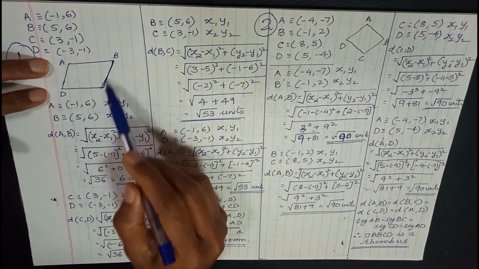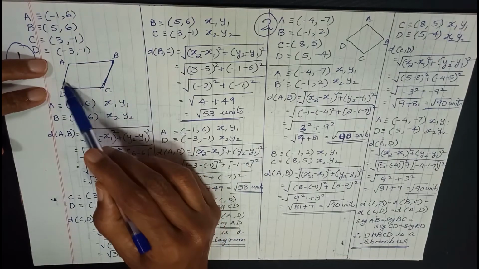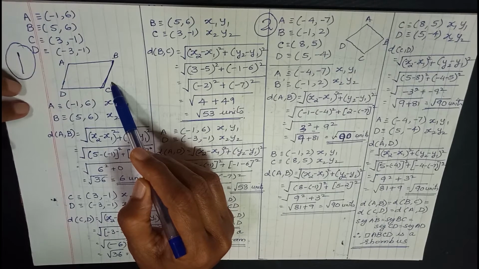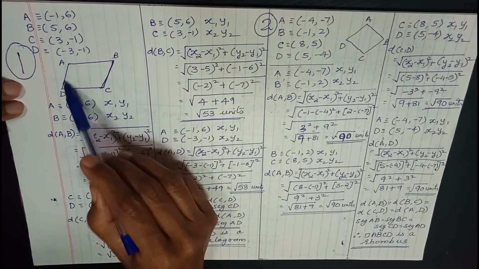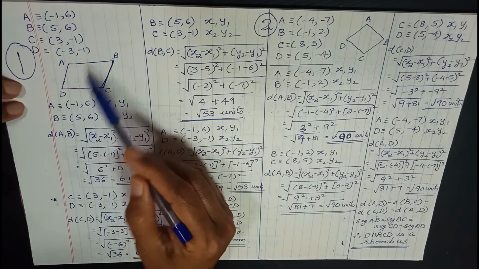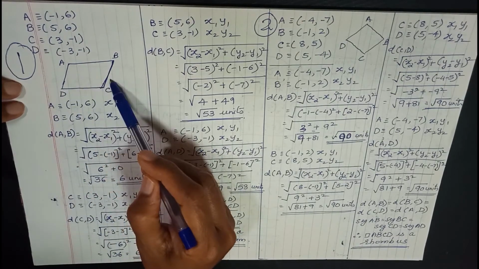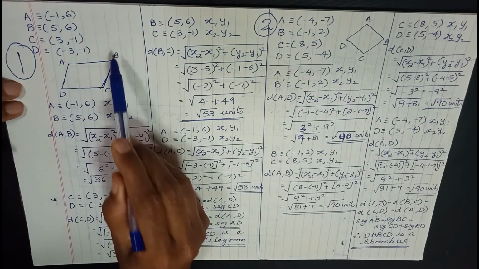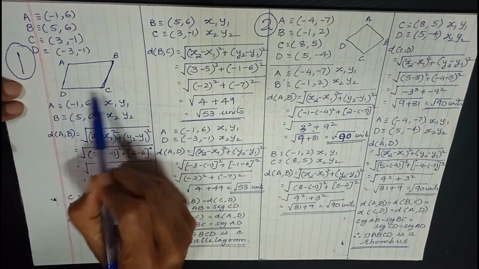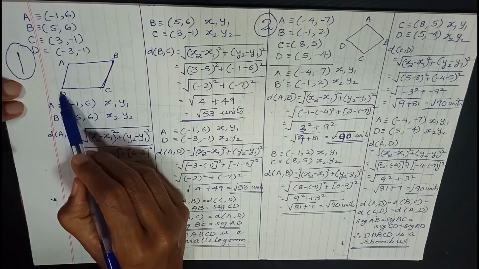Now, as you know, in a parallelogram, the property is that opposite sides are equal. So what we have to do is find out all four distances, and then compare whether two of them, that is the opposite ones, are equal or not. So which are the four distances you will be finding out here? Distance AB, distance BC, distance CD and distance AD.